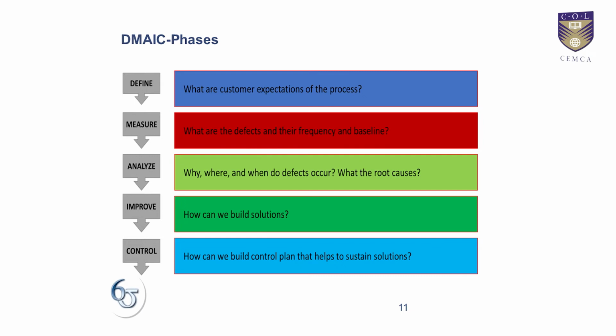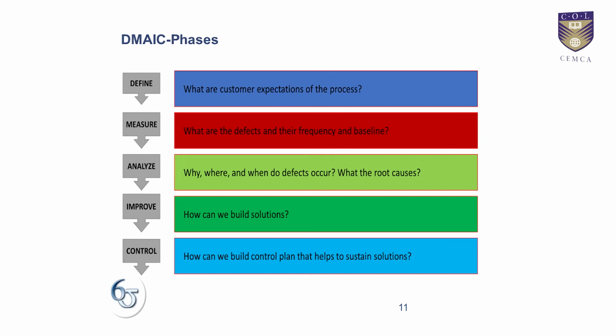Once we know the root causes, we move to the next phase called the improve phase. As part of the improve phase, for the root causes we found in the analyze phase, we would like to design a solution that can help a customer. And we will not only design it, we will test and validate it, do a pilot testing of these solutions, and then we'll implement them. Once we implement the solutions, we move to the last phase called the control phase.